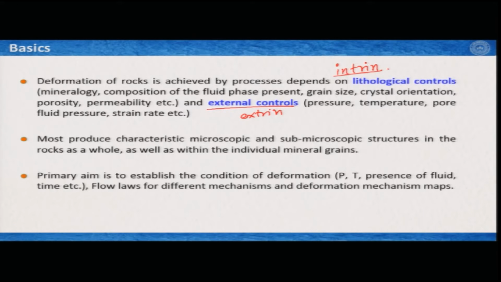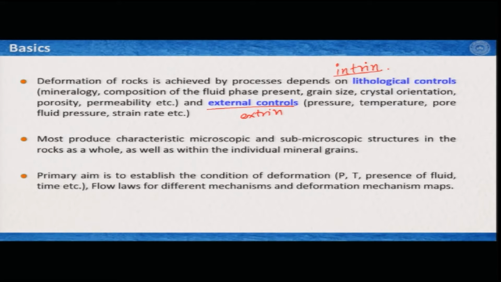Now within the intrinsic or lithological controls, you may think of the parameters which are inherent to the rock. So that is mineralogy, you can think of composition of the fluid that you have in the rock, or the different grain sizes, crystal orientations, porosity, permeability, etc. On the other hand, external controls are the ambience where the rock is being deformed. So there you can think of pressure, temperature, pore fluid pressure, the rate of deformation or strain rate, etc.